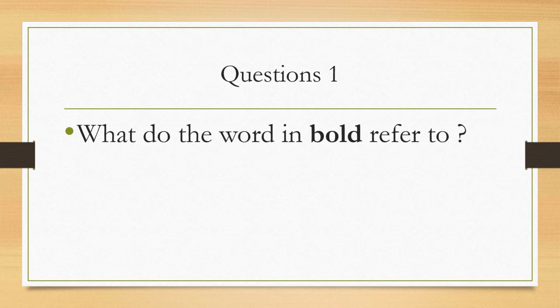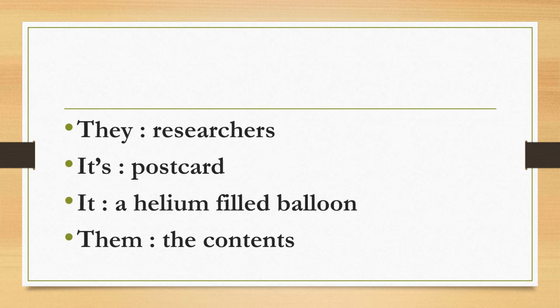We have words in bold in the articles in exercise number 2, and we have to know what they refer to. Let's start with the first word, they. It is in article A, line 5. They refer to researchers.